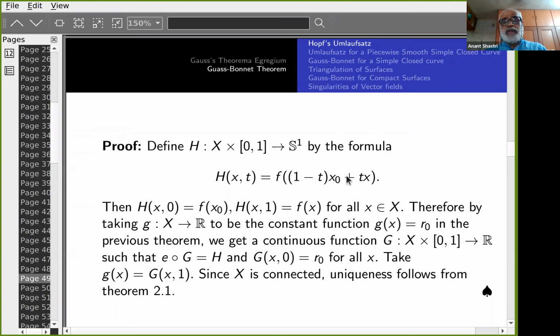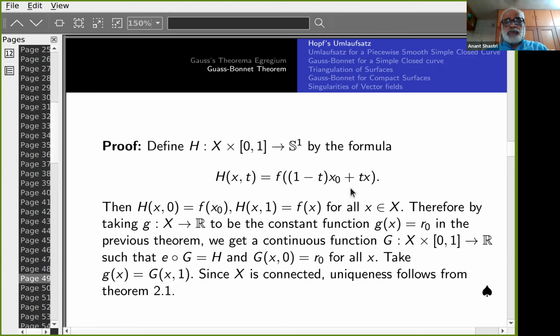So it's the line segment. The entire line segment is contained inside X, so f is defined. So I take f of that. So H of (x,t) is f of that. Obviously, if f is continuous, H is continuous; if f is a smooth function, it will be smooth of whatever order you have.